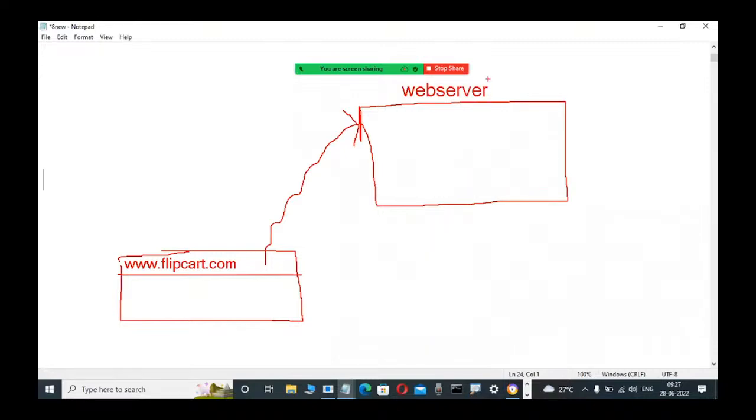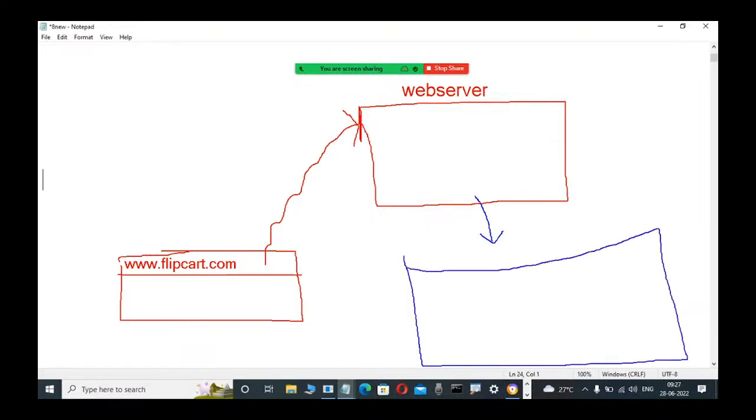But unfortunately, these web servers do not store a large amount of data. They store data, but not a large amount. That's why these web servers are automatically connected to database servers. Here, this is the entire architecture. Observe here, this is a database server, either Oracle, SQL Server, DB2, or any database.